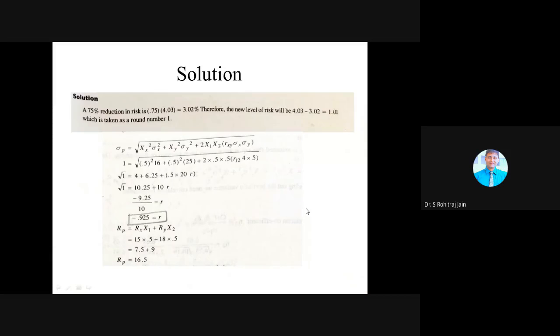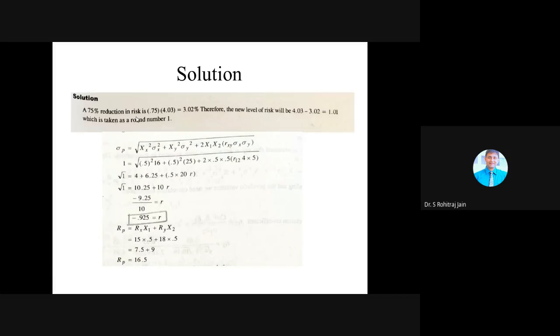Let me explain now. All of you please see the slide, students. A 75% reduction in risk means, in the problem, the standard deviation of the portfolio is 4.03. So 4.03 multiplied by 0.75 is equal to 3.02%. Therefore the new level of risk will be 4.03 minus 3.02, which is equal to 1.01, which can be taken as a round number equal to 1. Okay, this is the first part of this particular problem.